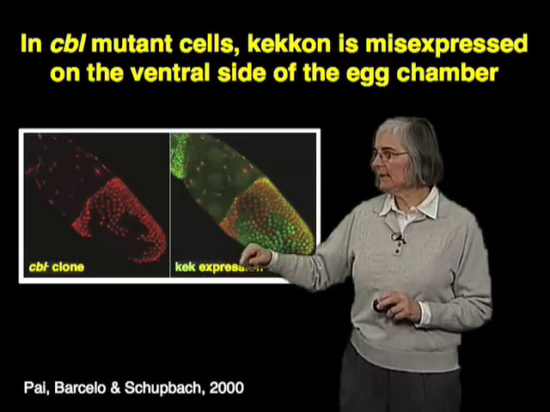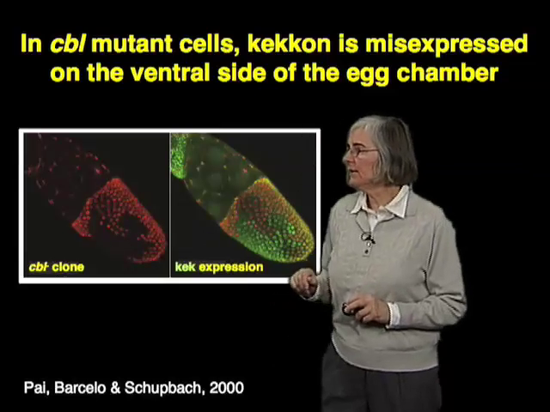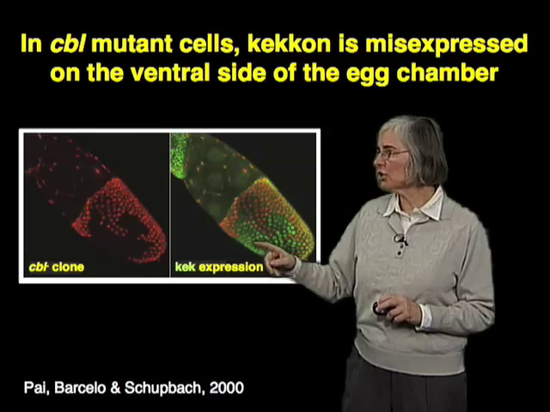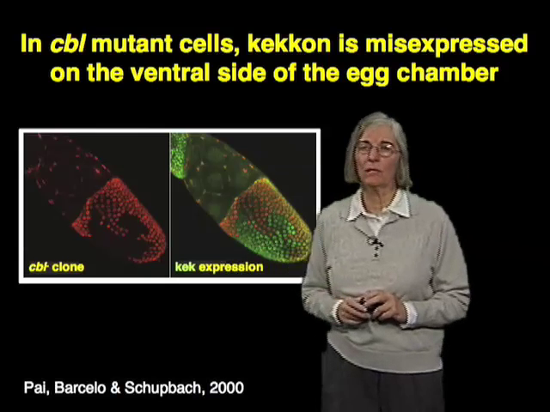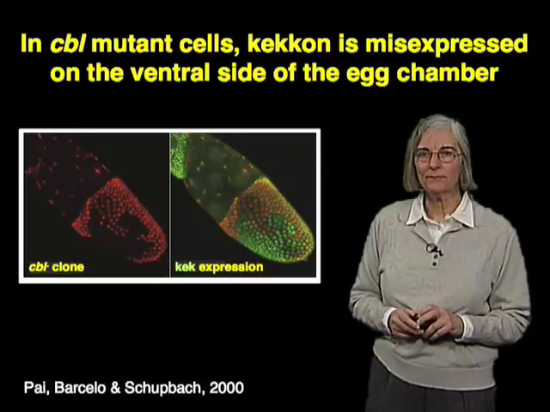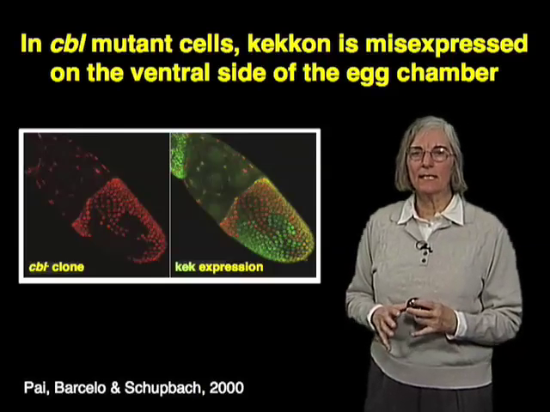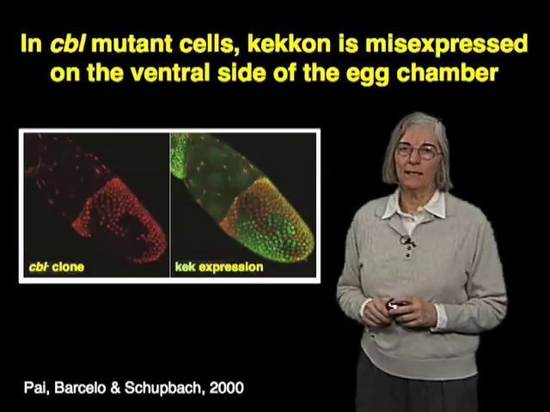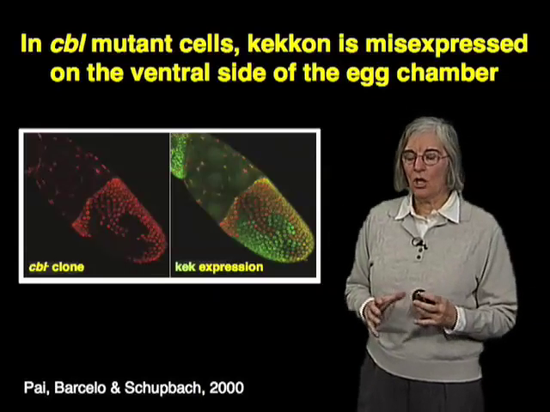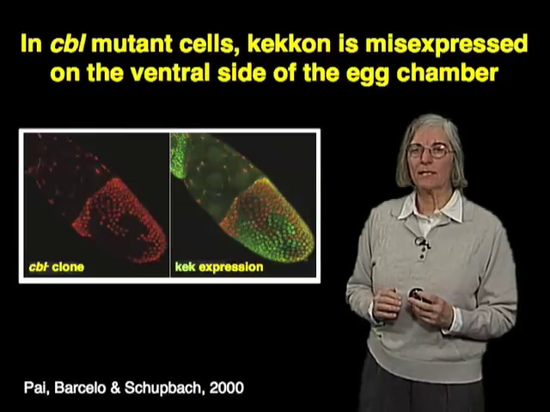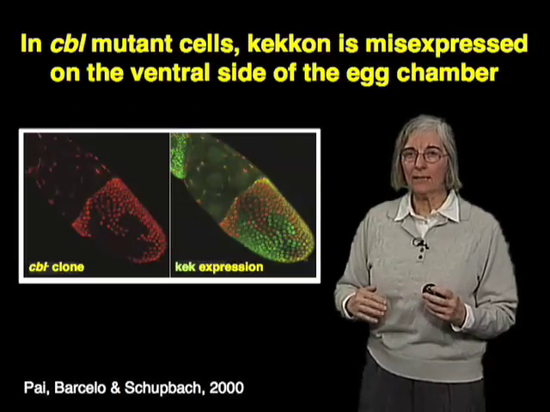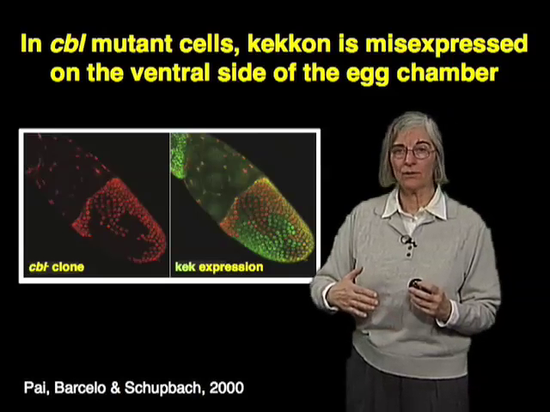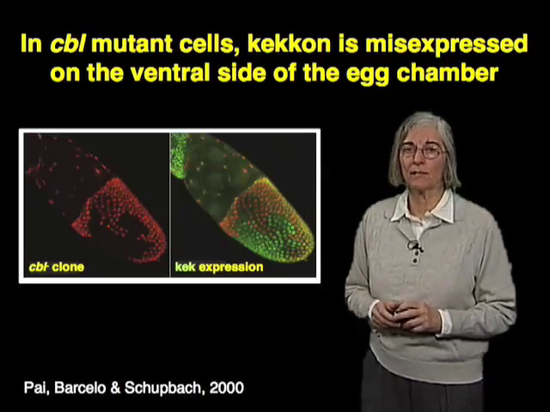But interestingly, in these ventral cells that are mutant for Sybil, you can now see high Kekon expression on the ventral side, where it should normally not be expressed. That tells us that Sybil must be acting in general to keep the EGF receptor activity low on the ventral side, and that if Sybil doesn't act, EGF receptor activity gets high on the ventral side and activates a dorsal response gene.